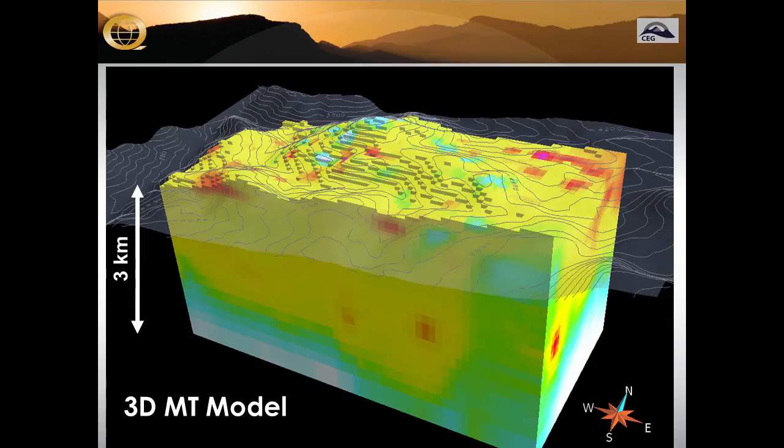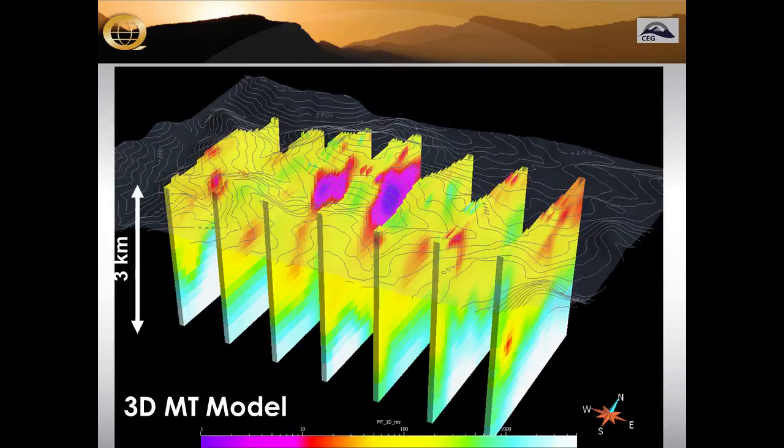This is the 3D MT model. This is the 3D inversion of the MT data of the 100 sites, and we'll just slice through that to take a look at what it says about the porphyry system. It's mapping that highly conductive porphyry from about 200 meters to about a 2 kilometer depth.